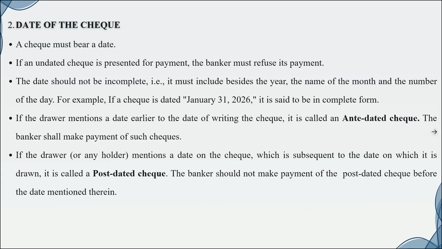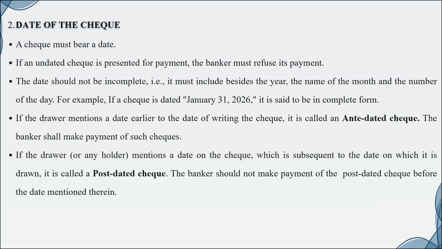Next one is date of the check. A check must bear a date. If an undated check is presented for payment, the banker must refuse its payment. The date should not be incomplete. It must include, besides the year, the name of the month and the number of the day. For example, if a check is dated January 31, 2026, it is said to be in complete form.